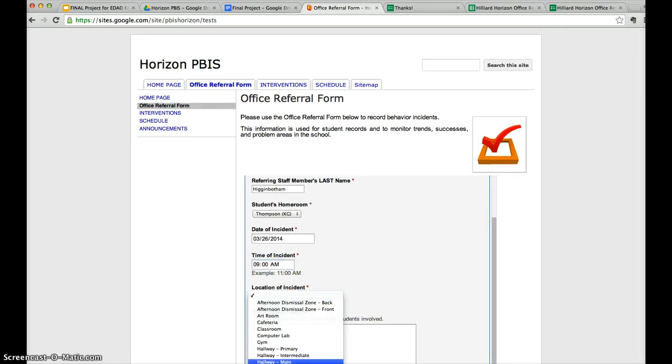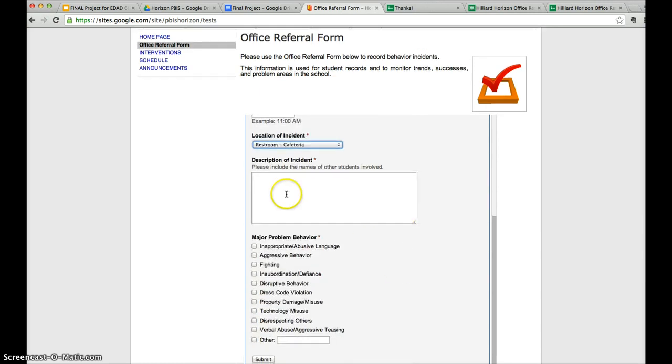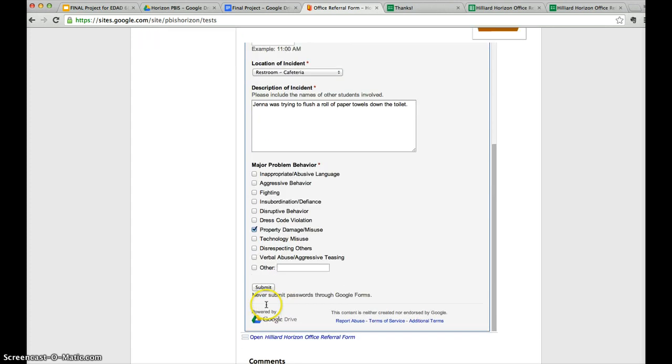And it happened in the restroom by the cafeteria. What I noticed was that Jenna was trying to flush a roll of paper towels down the toilet. And this is a list of the types of major problem behaviors that have taken place here. And in this case, it's property damage, I believe.